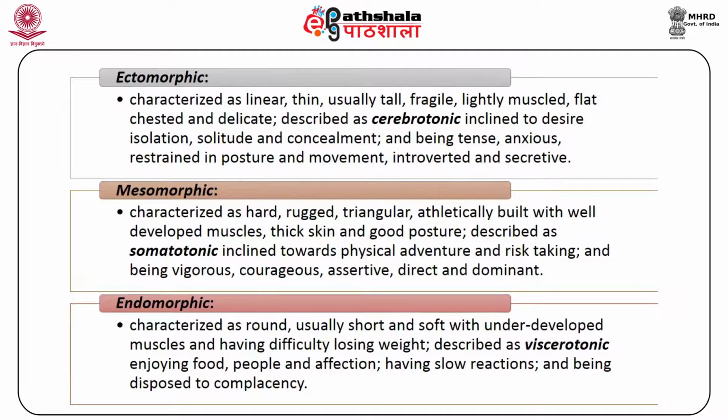Mesomorphic, characterized as hard, rugged, triangular, athletically built with well developed muscles, thick skin and good posture, described as somatotonic, inclined towards physical adventure and risk taking and being vigorous, courageous, assertive, direct and dominant. Endomorphic, characterized as round, usually short and soft with underdeveloped muscles and having difficulty losing weight, described as viscerotonic, enjoying food, people and affection, having slow reactions and being disposed to complacency.